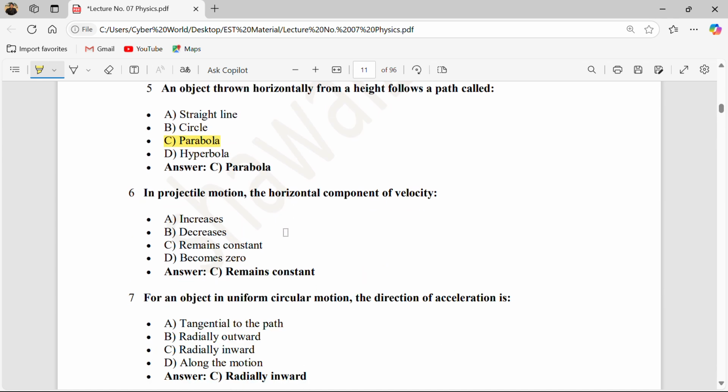Okay, in projectile motion the horizontal component of velocity, this is very important, remains constant, and only the vertical component of velocity changes. This is the horizontal component and it is straight, and the vertical component of velocity changes, but in projectile motion the horizontal component of velocity remains constant. You can see it remains constant, the horizontal component.